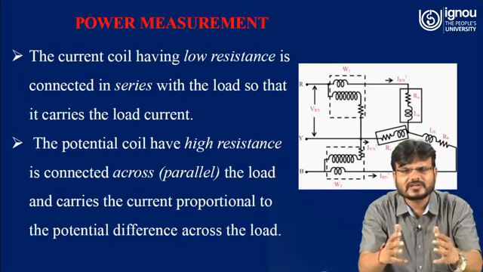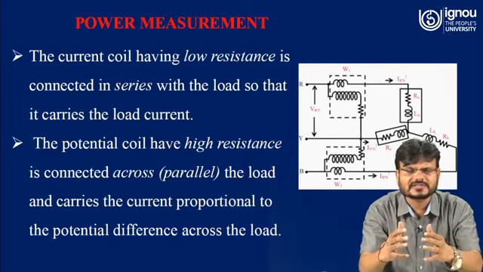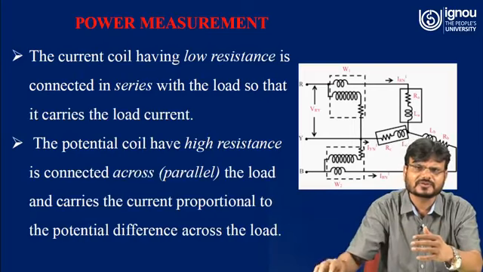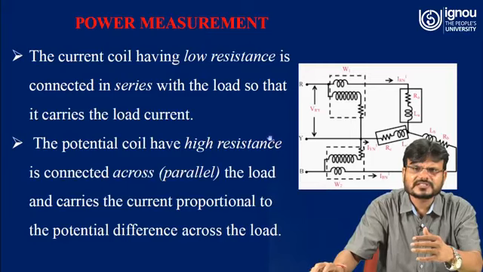The second coil is called the potential coil or pressure coil. The potential coil has high resistance, is connected across, or you can say in parallel to, the load, and carries a current proportional to the potential difference across the load. Here you can see this one is called the pressure coil. The number of turns is more in comparison to the number of turns in the current coil.